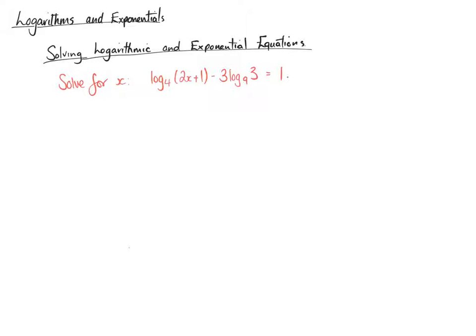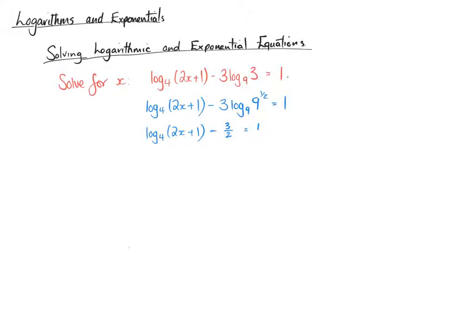So we can, in fact, say log to the base 4 of 2x plus 1 is minus 3 log to the base 9 of 9 to the power of a half, or the square root of 3, which is equal to 1. So then we can take that half at the front. So we get log to the base 4 of 2x plus 1 minus 3 over 2, and then it's log to the base 9 of 9, so that vanishes. So we're good there, equals 1.